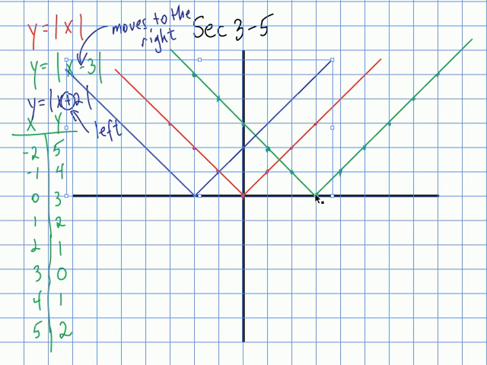So when you move it to the right, it's going to be a minus. And when you move it to the left, it's going to be a plus. Does that make any sense? Okay. And these are valuable things because it doesn't only work with absolute value. It works for all the other graphs that we're going to do as well.